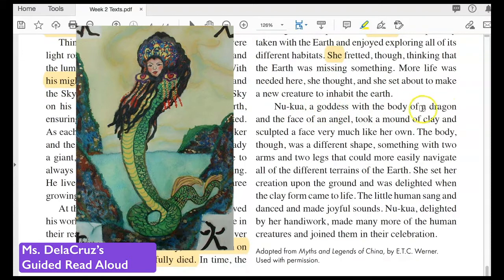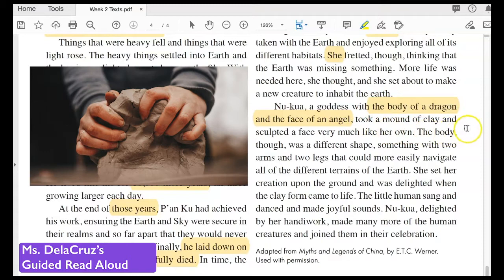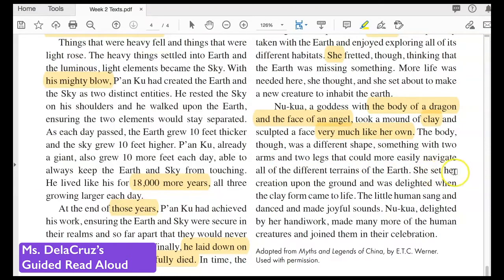Nukwa, a goddess with the body of a dragon and the face of an angel, took a mound of clay, again we have clay, and sculpted a face very much like her own. The body, though, was a different shape, something with 2 arms and 2 legs that could more easily navigate all the different terrains of earth. She set her creation upon the ground and was delighted when the clay form came to life. The little human sang and danced and made joyful sounds. Nukwa, delighted with her handiwork, made many more of the human creatures and joined them in celebration.